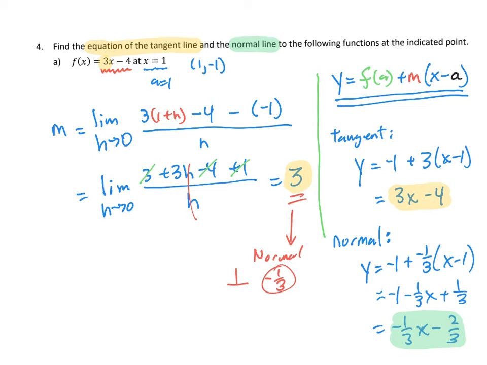Assuming I didn't make any arithmetic mistakes. But the key to these normal problems is that you want the opposite reciprocal slope. So you flip it over and you make it the opposite sign. And then don't forget, this is our new and improved point slope form. And we use that after we compute the slope using our limits.